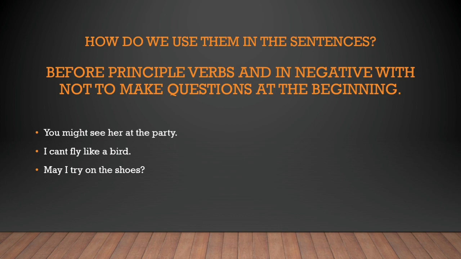Third sentence. This is a question sentence. May I try on the shoes? I would like to buy the shoes. But without trying, it may not fit with me. That's why I am asking. Okay, may I try on the shoes? This is a question sentence, and may is used at the beginning of this sentence. Okay, I think this is very clear to you.